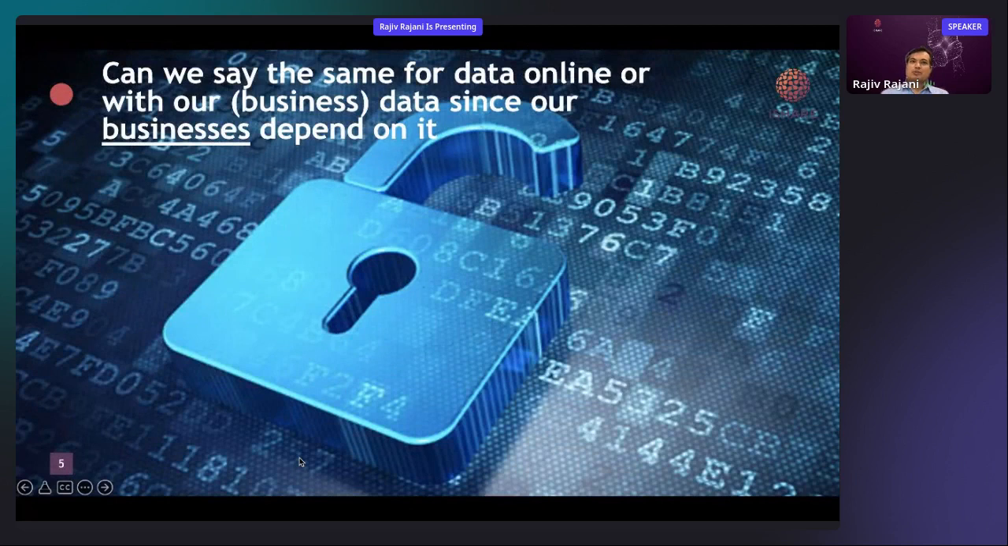But in today's world, can we say the same thing about data online or with our business data? Our businesses depend on data. We are all digital now. Our businesses run on data. Are we sure enough that it is all secure, and especially when we are sharing data with our partners and vendors, are we sure that they are using the data in the right spirit, and according to the conditions that you agreed on?